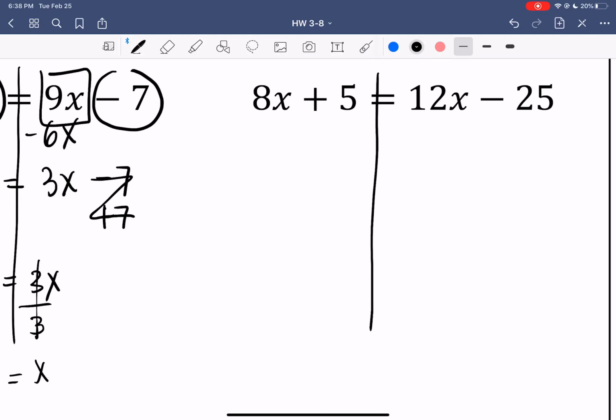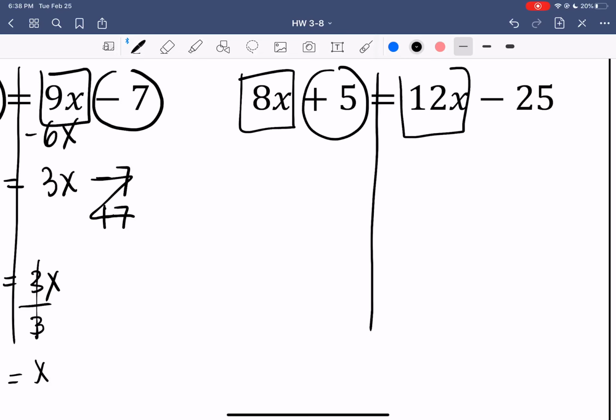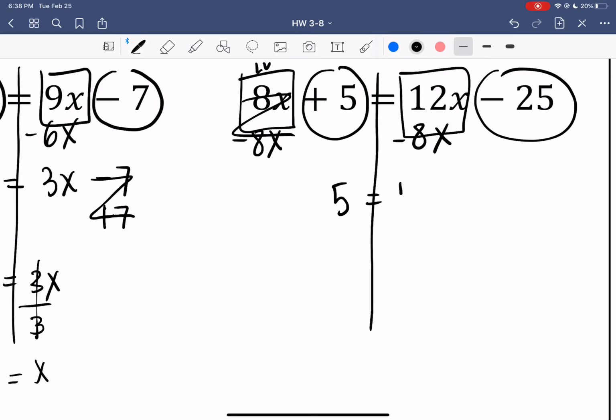So here we go. We're going to box our variables and circle our constants. We're going to move our least variable, since we don't have to combine any like terms. This will become 0. We'll be left with 5 equals 12 minus 8 is 4x minus 25. And then getting our constant numbers together, plus 25. So 25 plus 5 is 30.